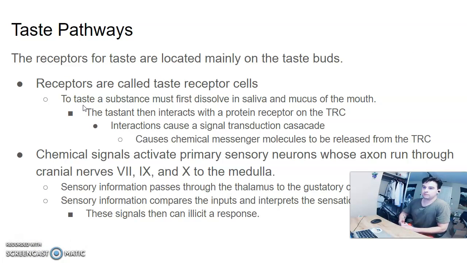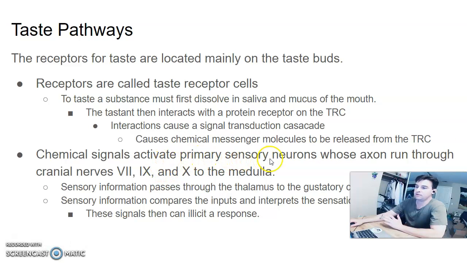The receptor cells for taste are located mainly in the taste buds. Receptors are called taste receptor cells. To taste a substance, it must first be dissolved in the saliva and mucus of the mouth. The tastants then interact with the protein receptors on the taste receptor cells. These interactions are called signal transduction cascades. If this is a G protein receptor, then it typically goes through that process. Chemical messenger molecules will be released from the taste receptor cells.